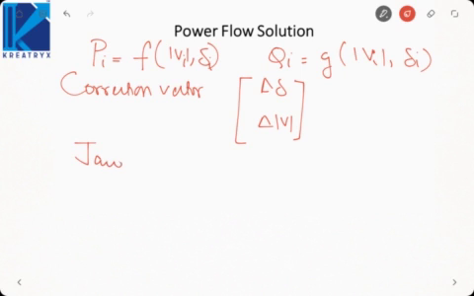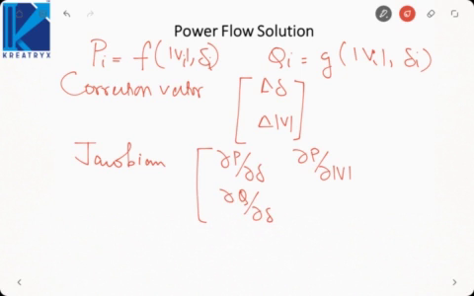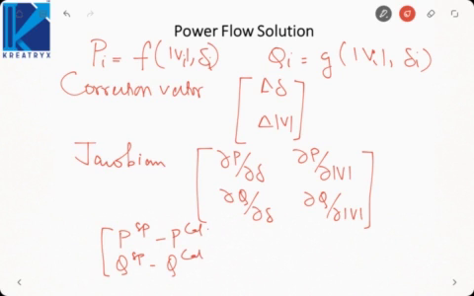Jacobian will be given as del P by del delta, del P by del mod V, del Q by del delta, del Q by del mod V. This will be the Jacobian of the system. And your mismatch vector will be P supposed minus calculated, Q supposed minus Q calculated. It actually indicates error, or it is called as mismatch vector. Mismatch means what is the difference between the supposed value and the calculated value.